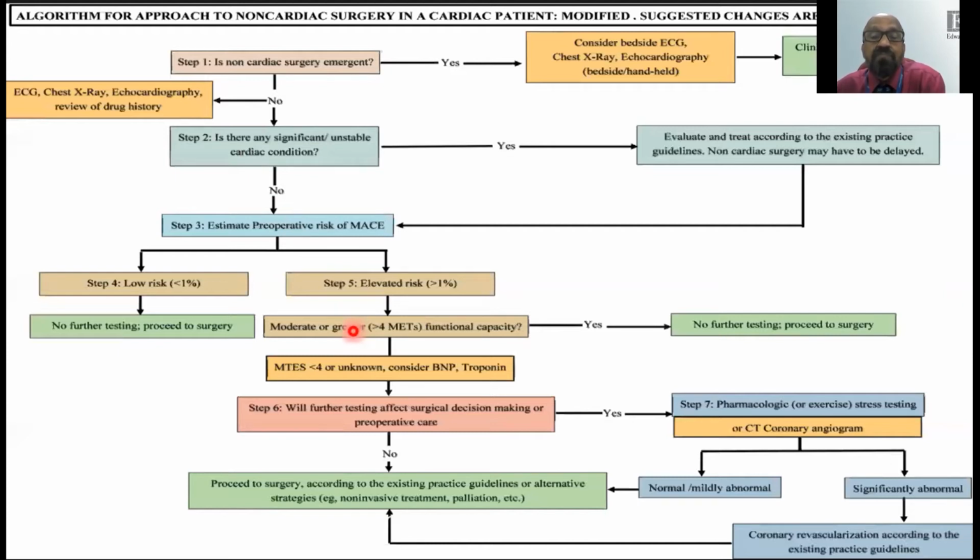2014 algorithm elucidated by the American Heart Association and American College of Cardiology, the 7-step approach to patients undergoing non-cardiac surgery in cardiac patients. This is what we have done. We said that cardiovascular disease is rampant in the subcontinent, and hence we would like to have a little more investigations to look into the patient's disease status before subjecting the patient to elective non-cardiac surgery.